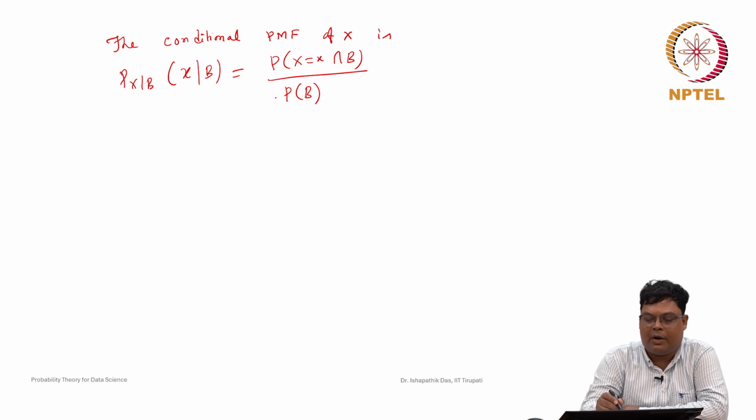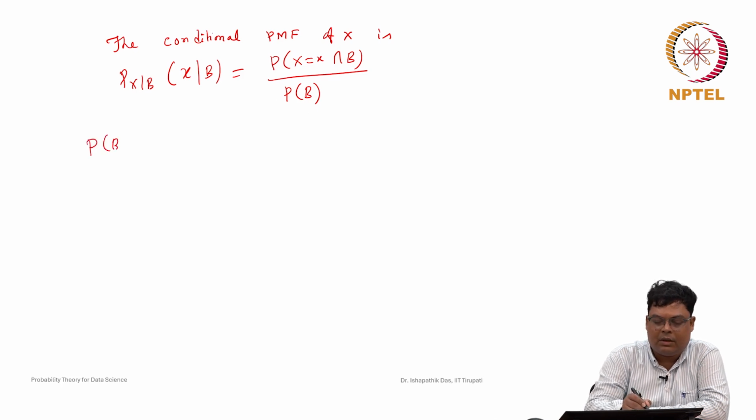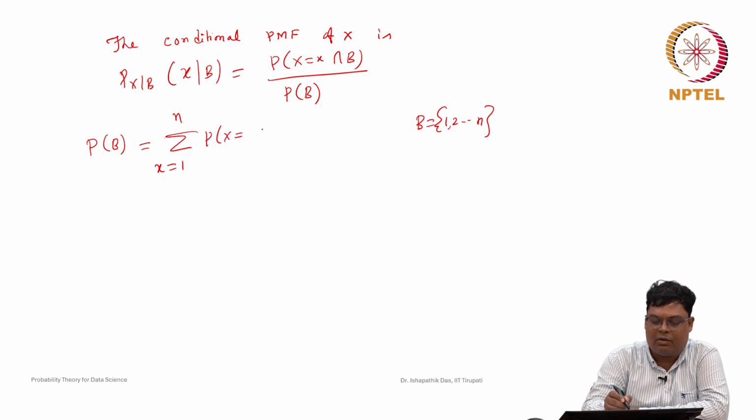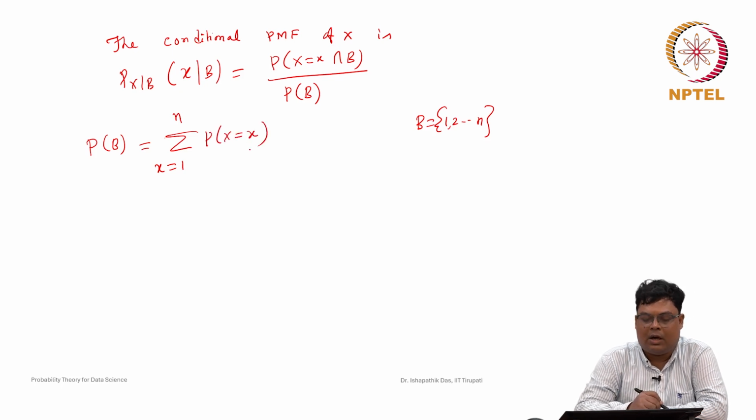First we will find the probability of B. B is given as 1 to n. Because it is a discrete random variable, the probability of B is the summation over x equal to 1 to n of the probability that X is equal to x. This is the union: the probability of X equal to 1 plus the probability of X equal to 2, up to the probability of X equal to n.